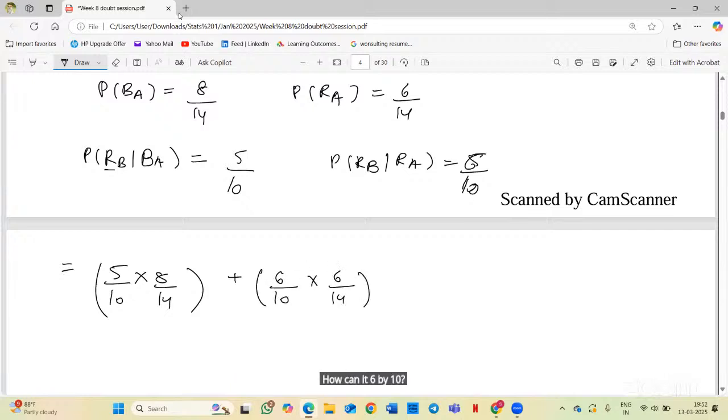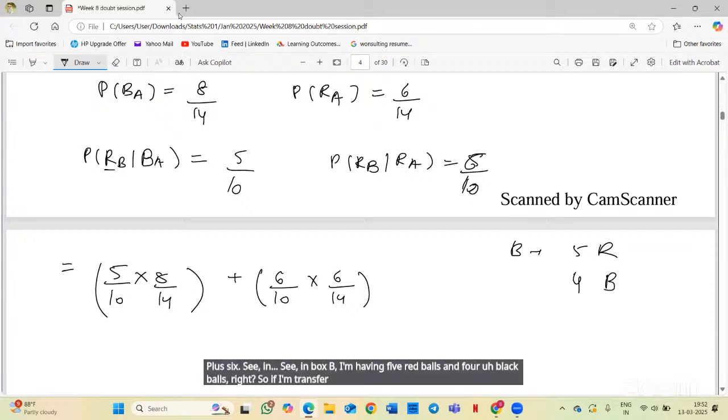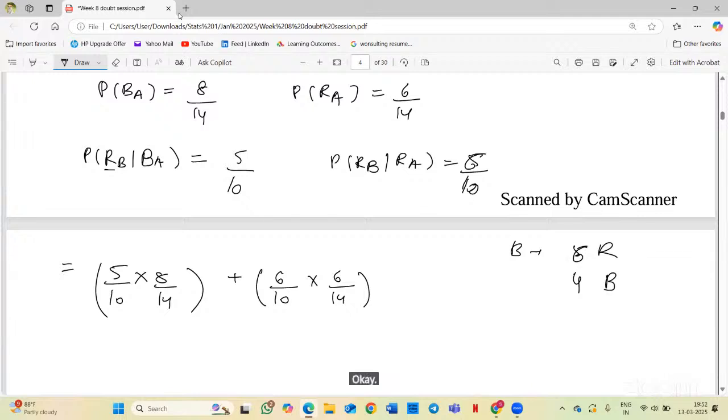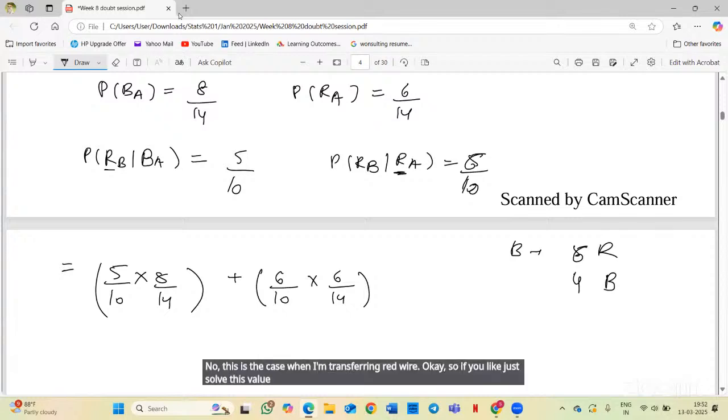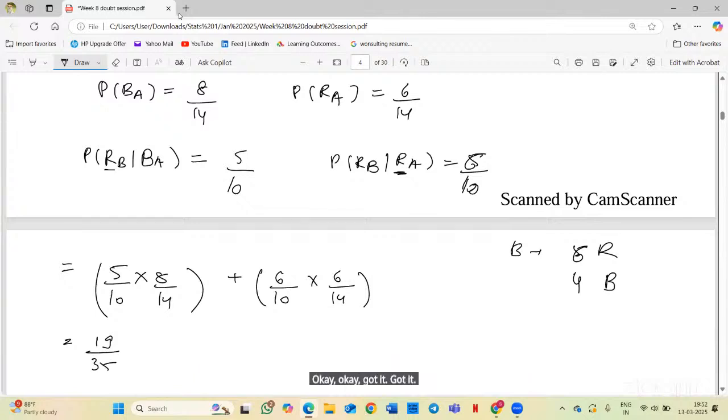See, in box B, I'm having 5 red balls and 4 black balls. If I'm transferring 1 red ball from A to B, I'm having 6 red balls here. But we are transferring a black ball in the first case. This is the case when I'm transferring a red ball. So if you solve this value, you will get somewhat 19 by 35.